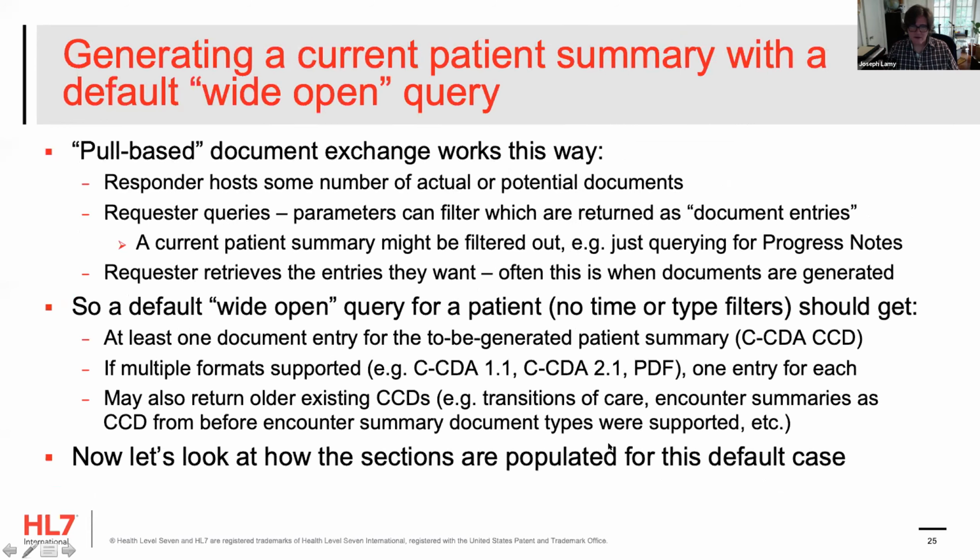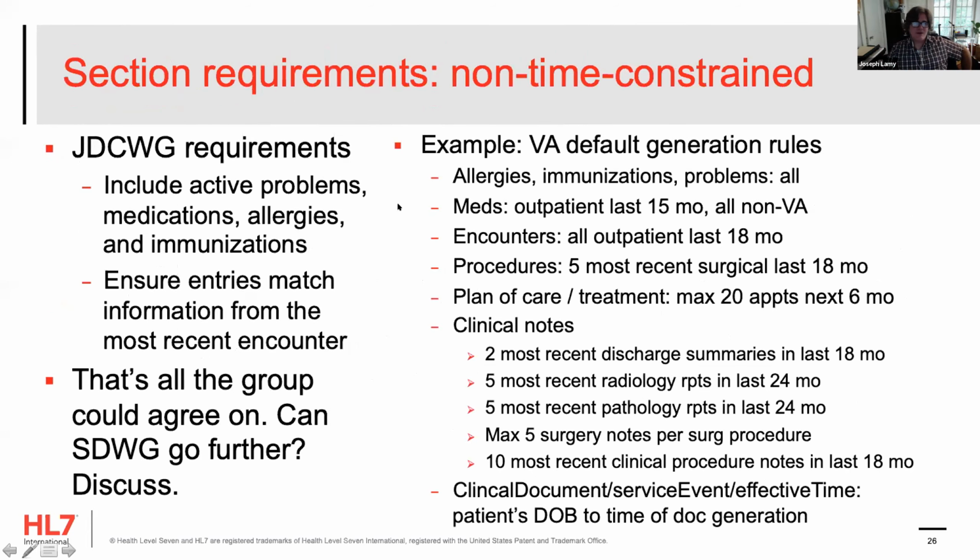Yeah, let's see. I'd like to talk about this slide, but I've got to skip it. So here are the requirements that we have in the guide. If you get a non-time constrained query for a patient summary, which is a CCD, so that would mean any query that would resolve to a CCD, then you're generating a patient summary that's got active problems, meds, allergies, and immunizations. So whatever's active. And then also ensure the entries match the information from the most recent encounter. And that's it. As far as shalls, that's as far as we got, which is good.